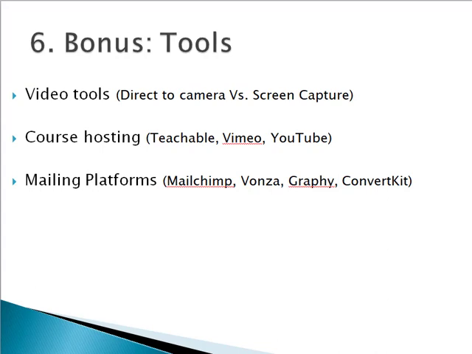And then mailing platforms. How are you going to let people know about your course? That's where the mailing platforms come in. MailChimp in particular can mail people, talk to people about your course. And then, of course, Vonza. Vonza is also an all-inclusive platform. Some platforms are just for a particular purpose, maybe just to send a mail. Some are more all-inclusive, like Vonza, Kajabi, and then, of course, ConvertKit. ConvertKit is more or less an audience management system.